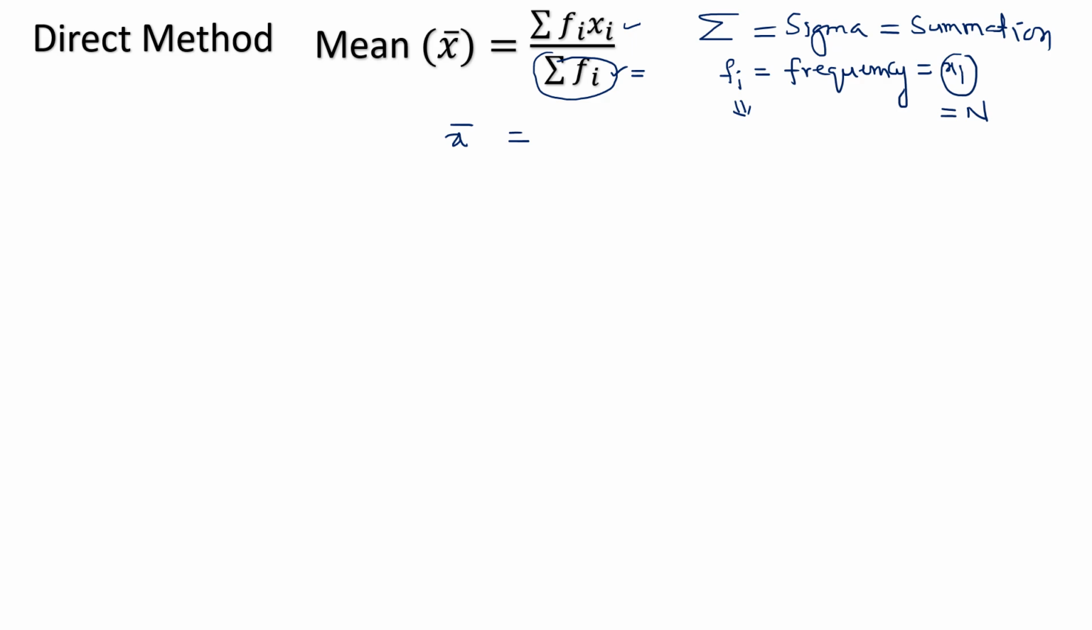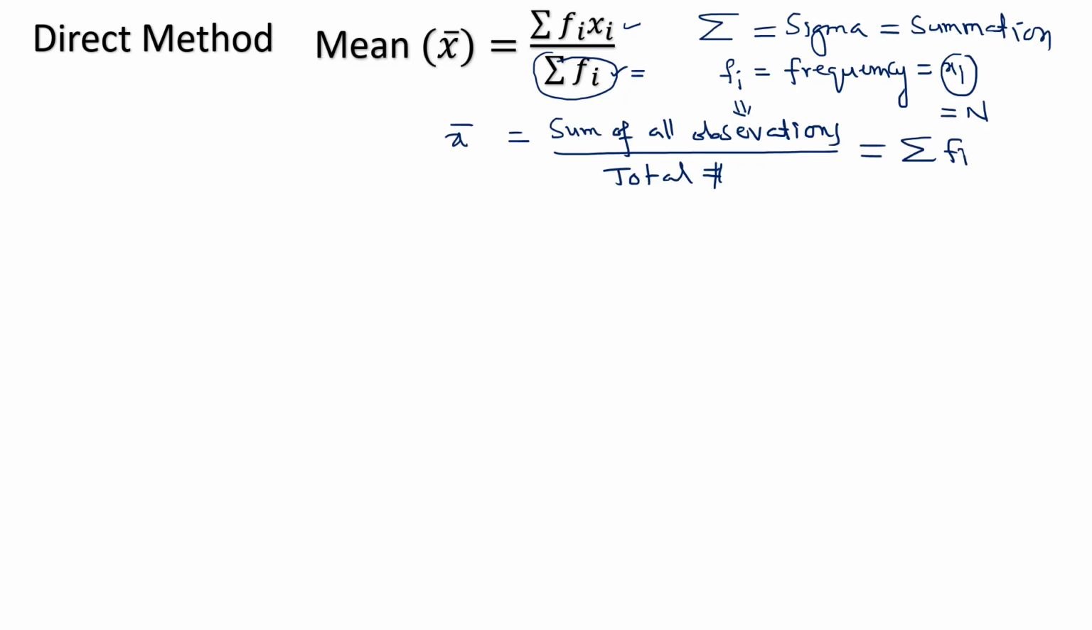What is the formula? Sum of all observations divided by the total number of observations, right. The only thing is that we represent it in the mathematical notation: sigma fi xi divided by sigma fi. Clear? So now here we are going to find the mean for grouped data.